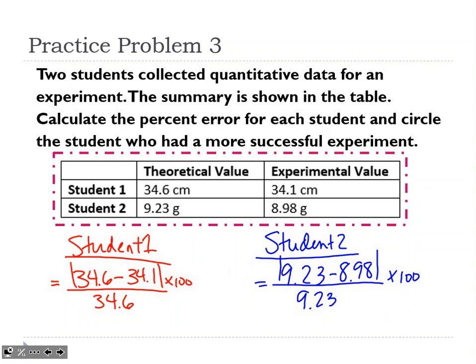All right, what did we get for student 1? 1.45%, very good, that sounds right. And student 2, 2.71%, exactly right. So which one came out more successful? Student 1, check. Had the lower percent error, very good.